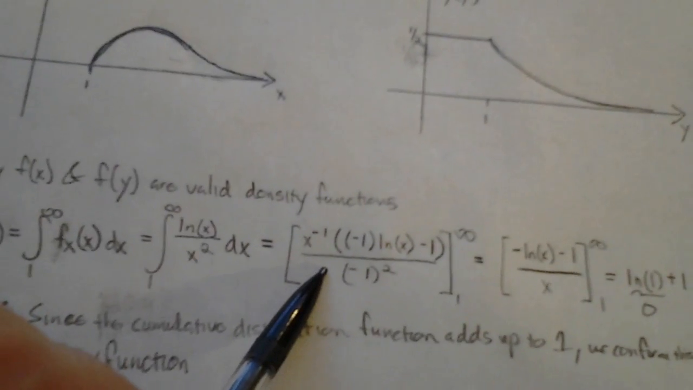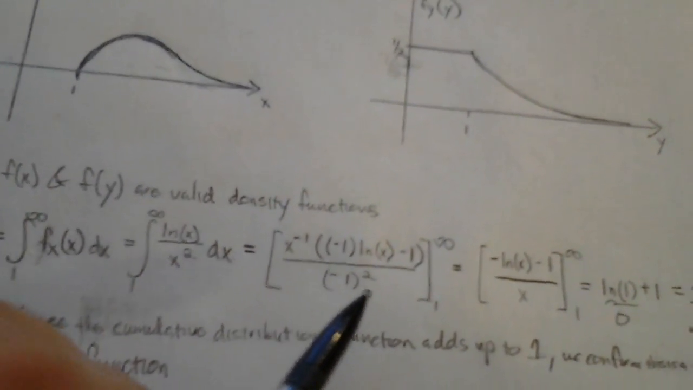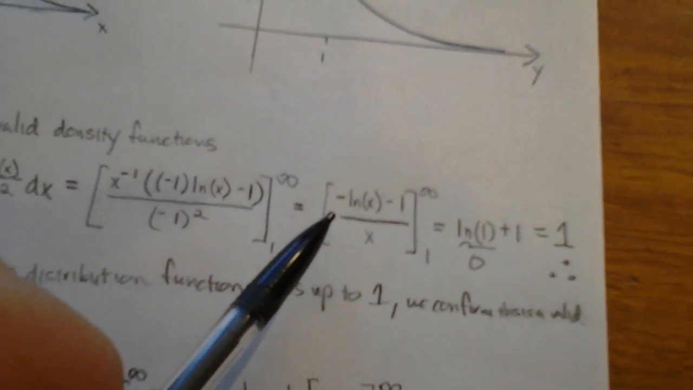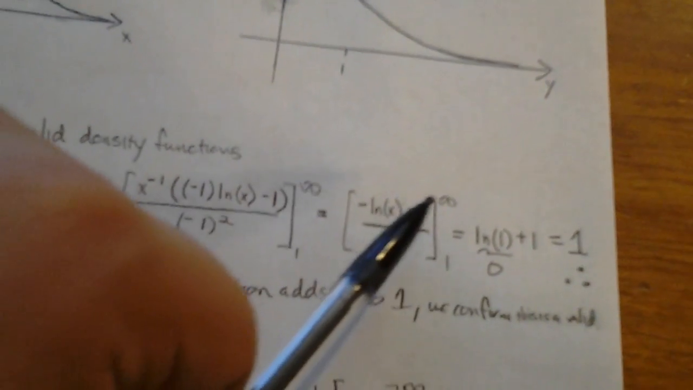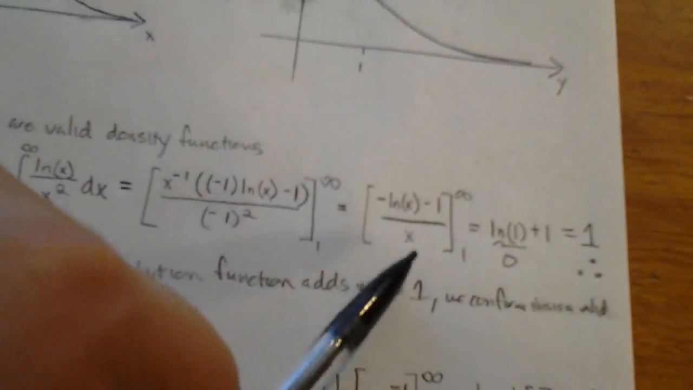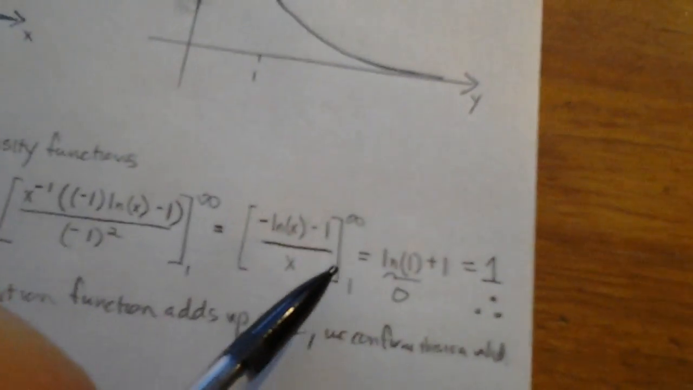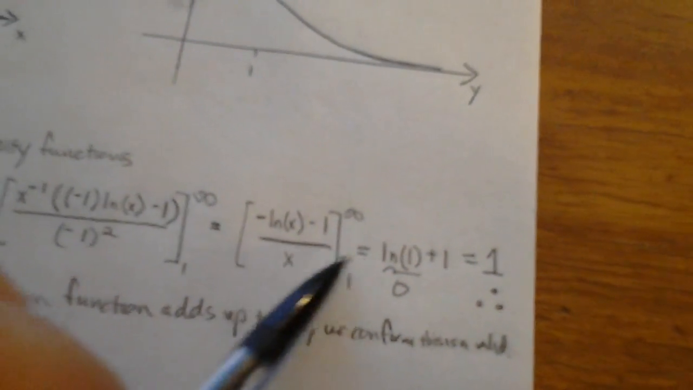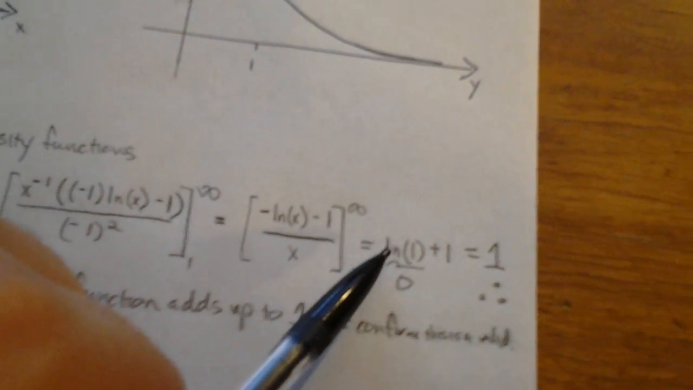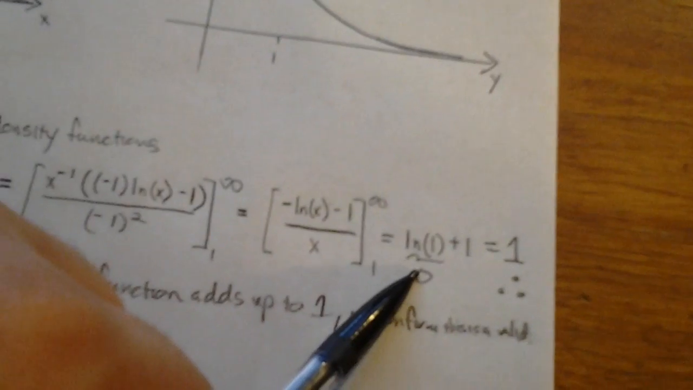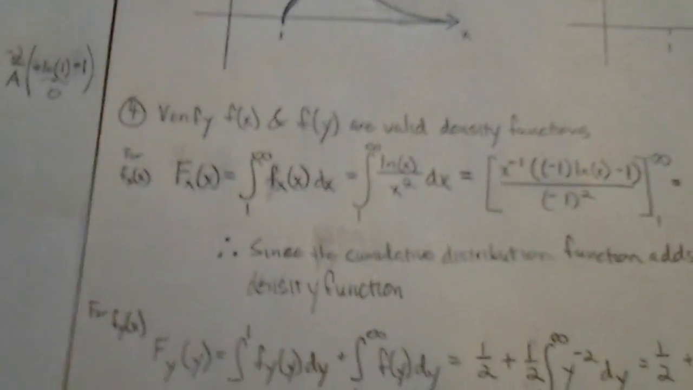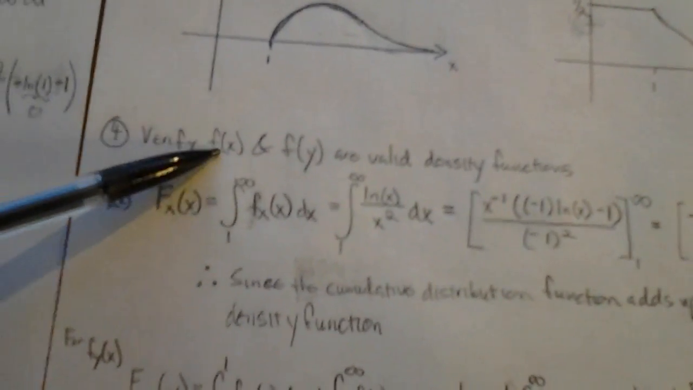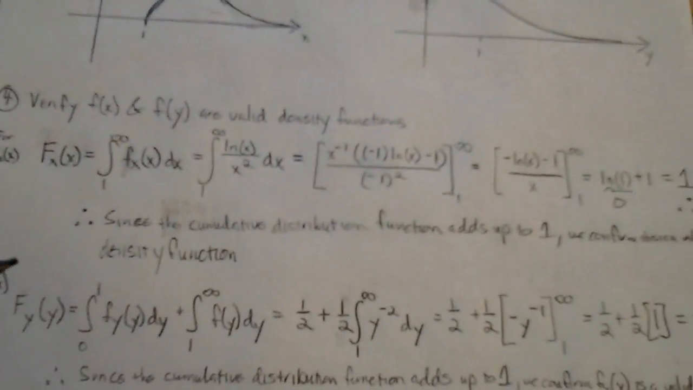This is just the basic arithmetic. This breaks down to negative log of x minus 1 over x from infinity to 1. At infinity, it blows up right here, so we get 1 right here. Subtract it, so we have to break out the actual negative term. This ends up being 0 plus 1, 1. So we verified that our little f of x is correct.